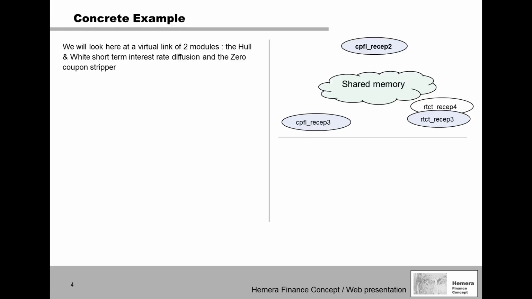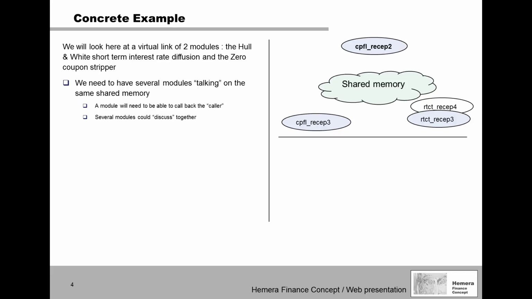We will now see how we can virtual link two modules. One is a Hull-White short-term interest rate diffusion module, and the second is a zero-coupon interest rate stripper. First thing, we need to have several modules talking together on a shared memory segment. A module should be able to call back its caller to get additional information needed to do the job. And second, to get a modular architecture, different modules will need to be able to discuss together.